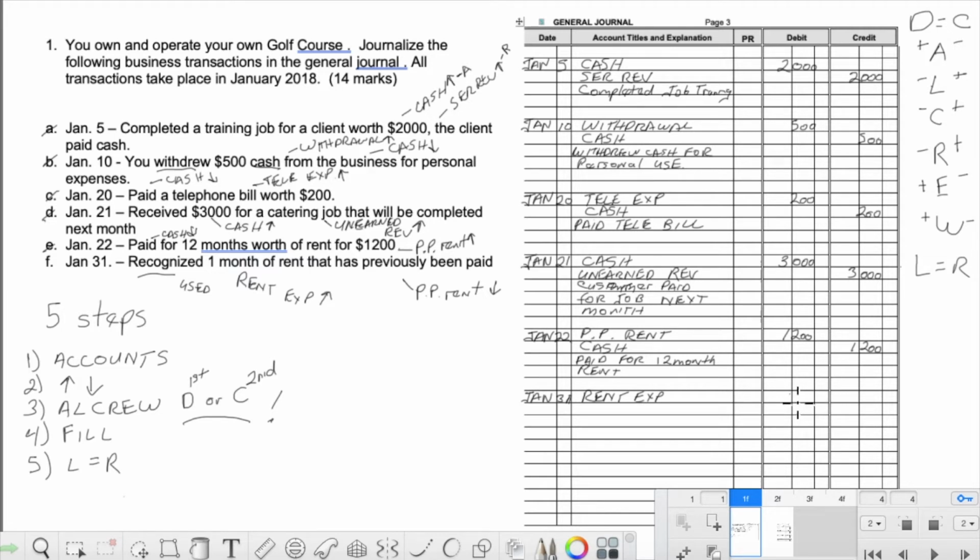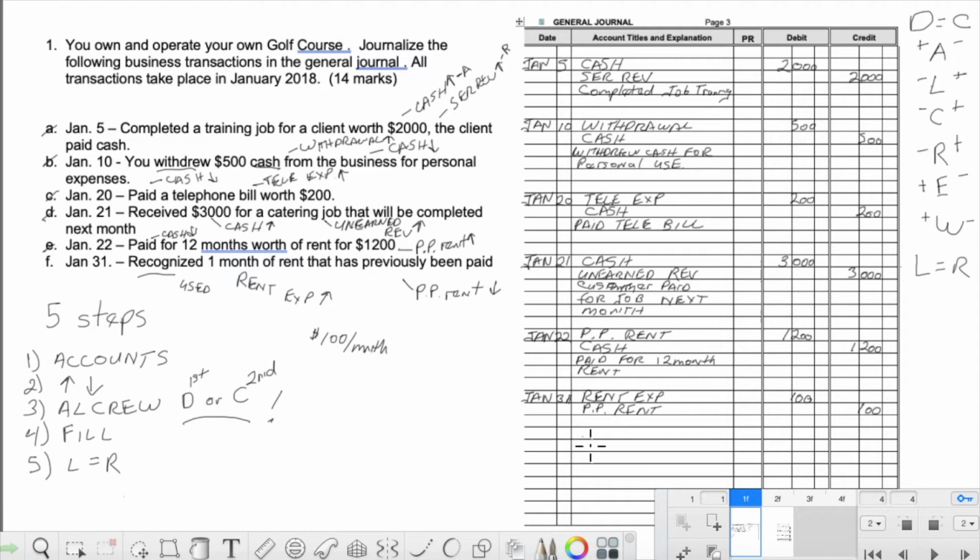And it was how much? They don't give it to us, so we have to figure it out. Well, basic math, 1,200 divided by 12 months, meaning it's $100 per month. Right, basic math, we used up 1 month, so we used up some of that. So it's debited $100. And the other account is prepaid rent. And it's $100. That's 0.